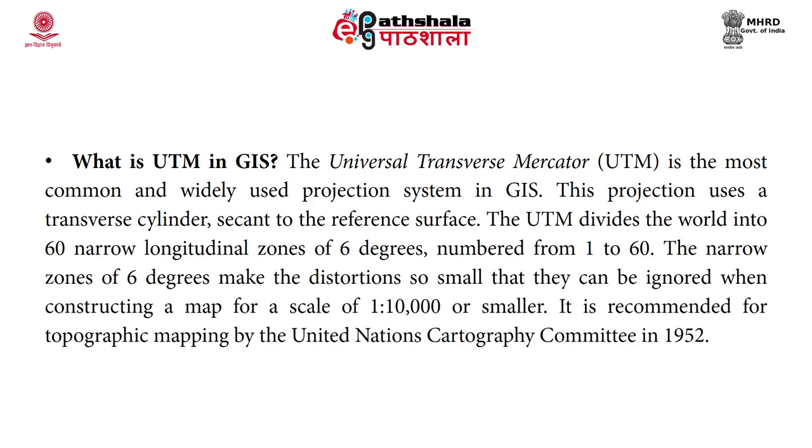Now, what is UTM in GIS? The Universal Transverse Mercator, also known as UTM, is the most commonly and widely used projection system in GIS. This projection uses a transverse cylinder secant to the reference surface. The UTM divides the world into 60 narrow longitudinal zones of 6 degrees, numbered from 1 to 60. The narrow zone of 6 degrees makes the distortion so small that it can be ignored when constructing a map for a scale of 1:10,000 or smaller. It was recommended for topographic mapping by the UNCC, that is the United Nations Cartography Committee, in 1952.